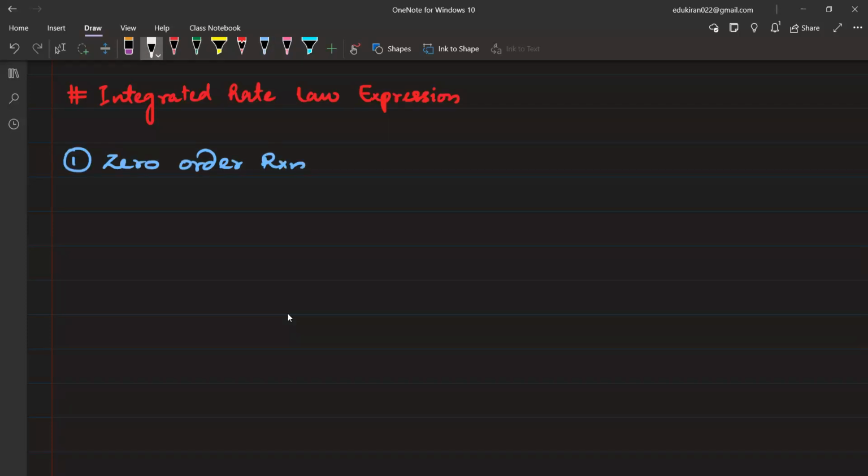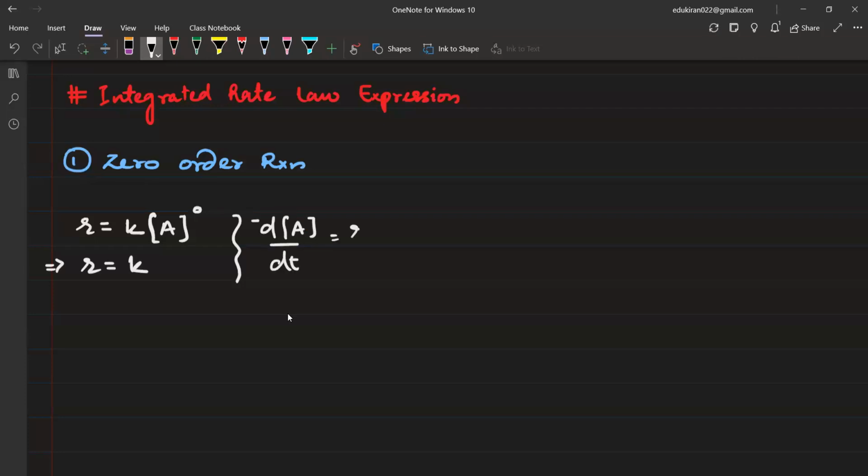Zero order reaction. Okay. For zero order reaction, the rate law expression is R equals K into the concentration of A to the power zero. That means R is only equal to K. So this is the rate law expression. If I write the differential rate law, then it will be minus d[A]/dt. This is equal to rate, right? Now we will combine this. R is equal to K, and minus dA by dt is also equal to rate.